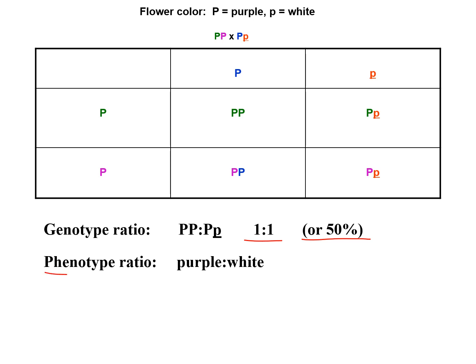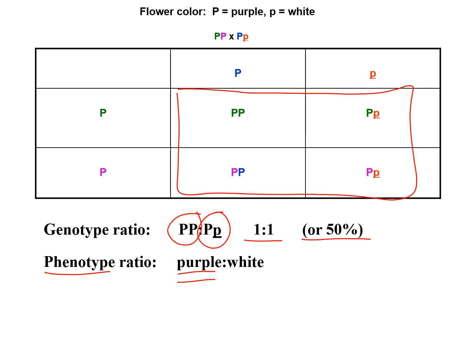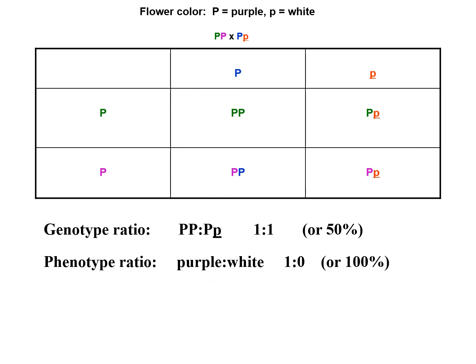So that's the genotype. For the phenotype, you can figure that out by looking at the genotype. So a homozygous dominant will be purple, and a heterozygous will be purple. So 100% of these offspring have at least one dominant allele. So 100% are going to be purple. And when you analyze this, 100%, the ratio is 1 to 0. Nothing will be white. 100% will be purple.